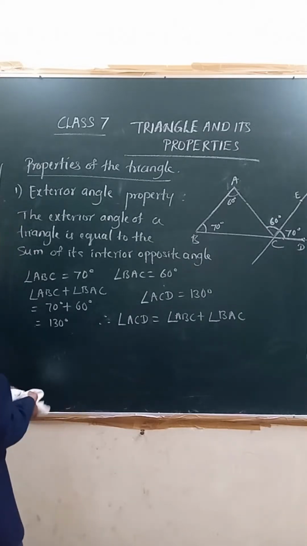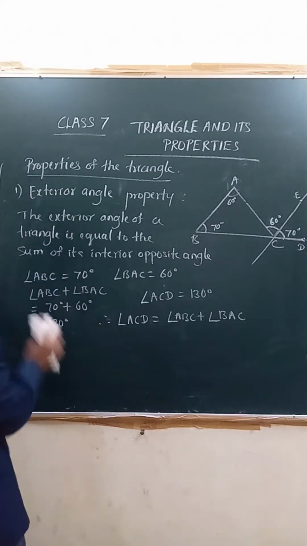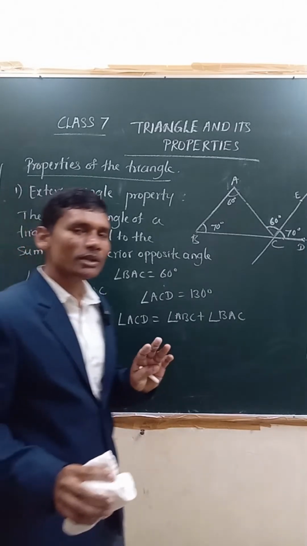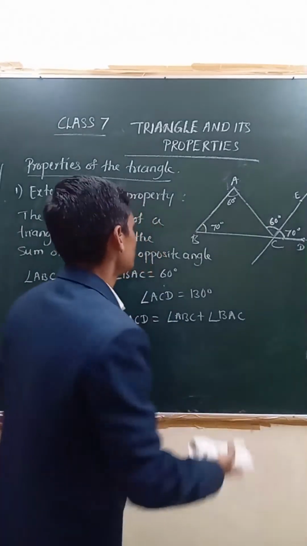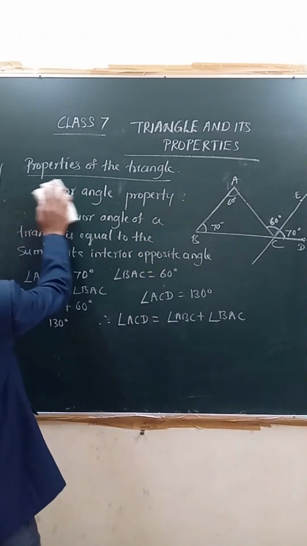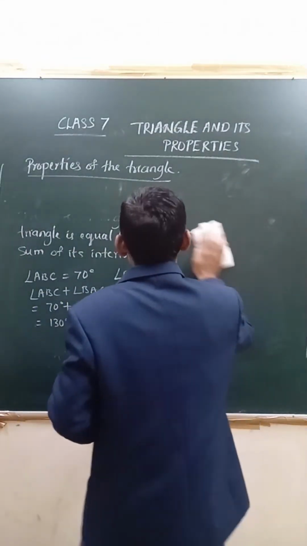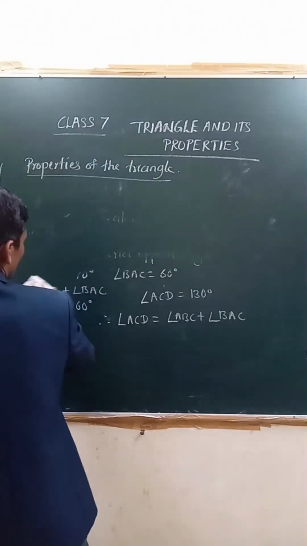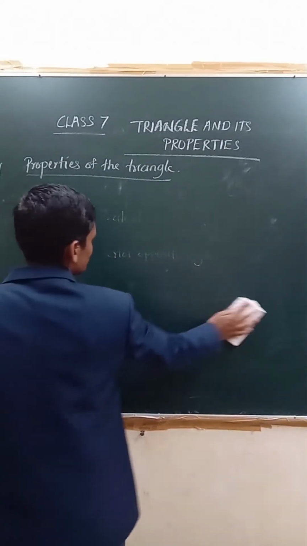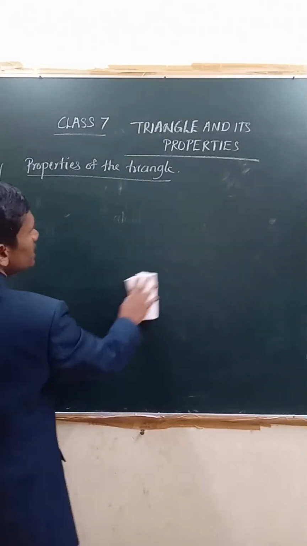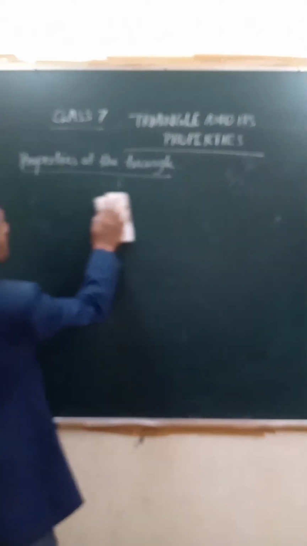Now coming to the next property. This I hope you have understood. It is very much clear to you, right? Next, let us go ahead with one more property, that is the angle sum property of a triangle, means we find the interior angle sum, right?